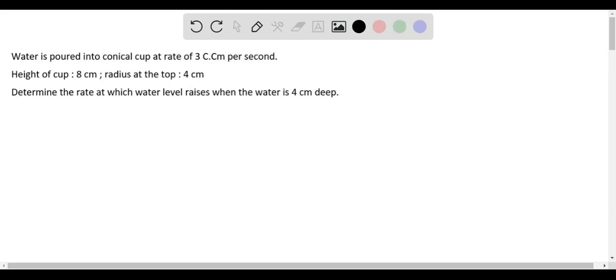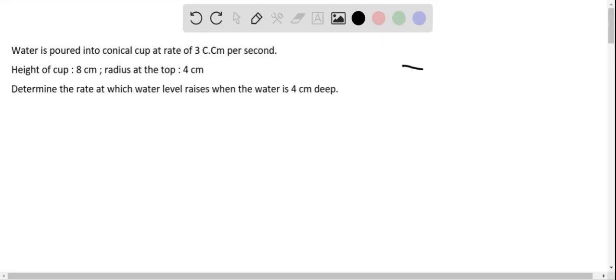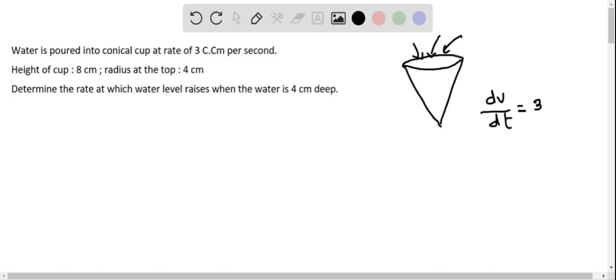Let me draw a picture of this conical cup to understand the situation better. So let's assume that this is the conical cup and water is being poured into this cup like this. So the water is being filled at a rate of 3 cubic centimeters per second, which means the volume of this water is changing. So we can write down dV by dt equals 3 cubic centimeter.